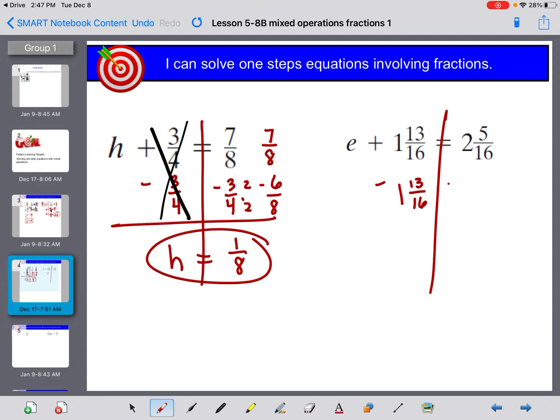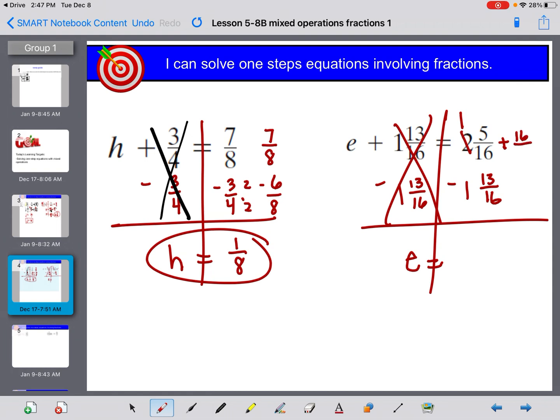The next one, I subtract 1 and 13/16 from both sides. Oh, this is going to be one of those borrow situations. 5/16 minus 13/16 is not 8/16. You must borrow. You're going to borrow 1 whole unit here and add that 1 whole unit as 16/16 to the fraction part of the number.